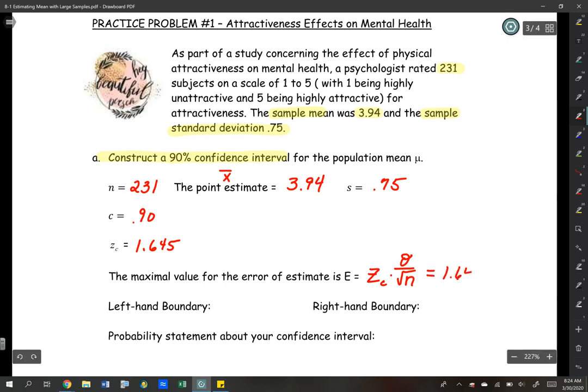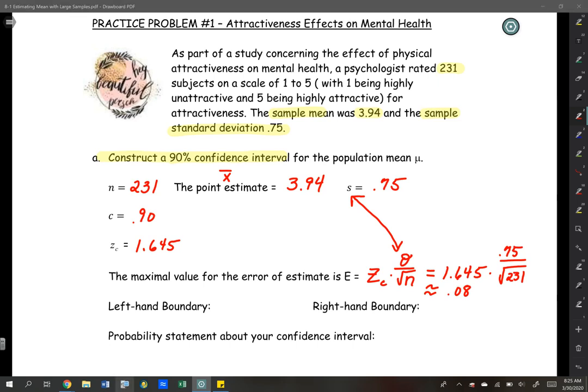It just makes things a little easier. We're going to write 1.645, the standard deviation in this case. Now notice we've got our standard deviation for the sample representing our standard deviation for the population. So we're going to write 0.75 here. We're going to use that. And then the square root of n is 231. And you would put that in your calculator, and when you do that, you're going to get approximately 0.08. And I would practice putting this in your calculator, just make sure you're following order of operations. As a matter of fact, maybe I'll do that. I'll open up my calculator.